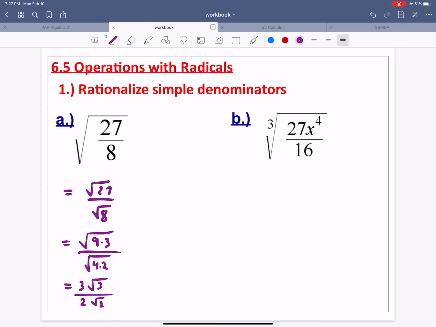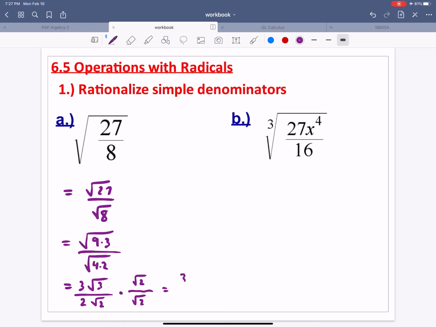Now, one of the generally accepted rules in math is that you're not allowed to leave a radical in your denominator. So what you would know to do from Algebra 1 is to multiply both the top and the bottom by the square root of 2, and that'll get rid of it for you.